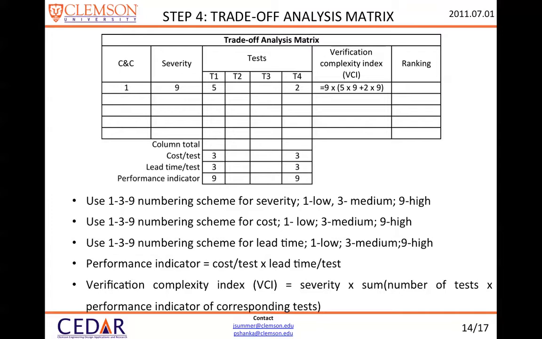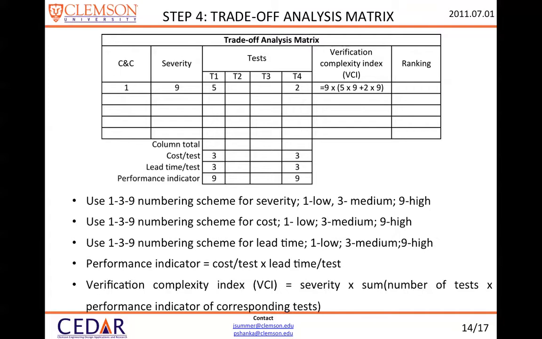And next, we will calculate the verification complexity index. It is calculated by multiplying the severity of the constraints and criteria with the number of times a participating test is conducted, multiplied by its corresponding performance indicator. If you look into the numbers, I have taken 9, which is the severity of the constraint 1, and then multiplied with the number of times the test is repeated. And again I multiply that with the performance indicator. That is why I get 9 times 5 times 9.